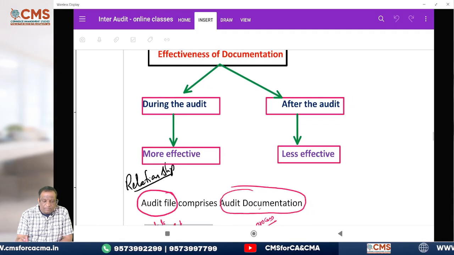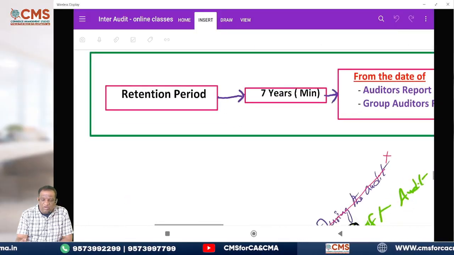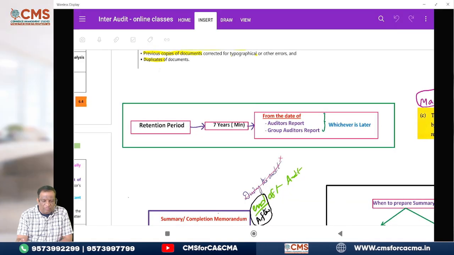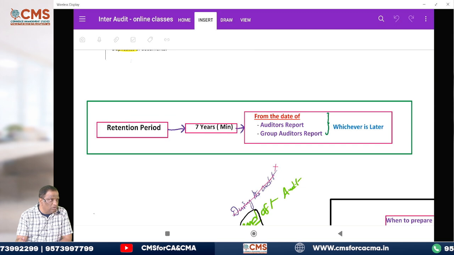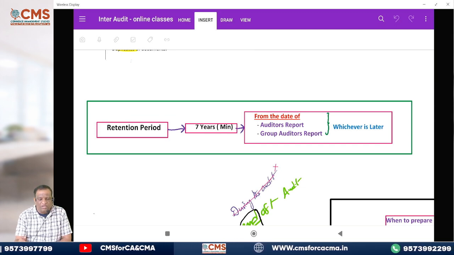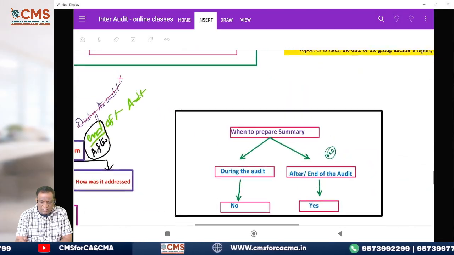Then another point, the timelines. And what is the retention period? That is, how long I have to retain my documentation. The documentation has to be retained for 7 years. And this 7 years is counted either from the date of audit report or the date of group audit report, whichever is later.